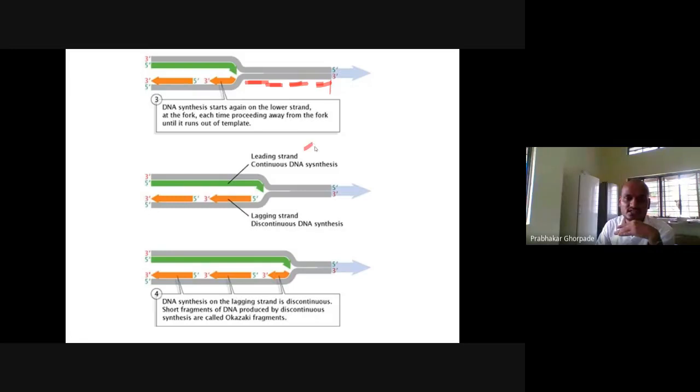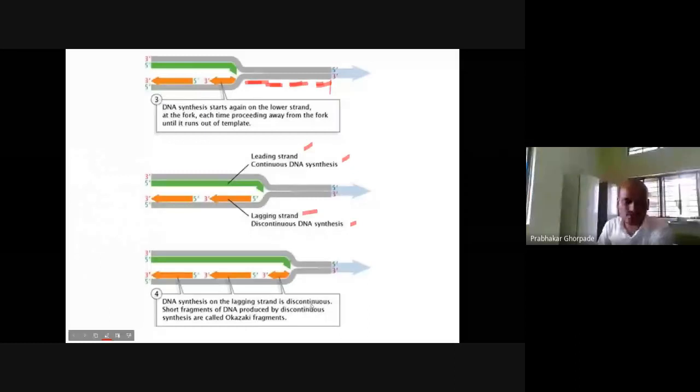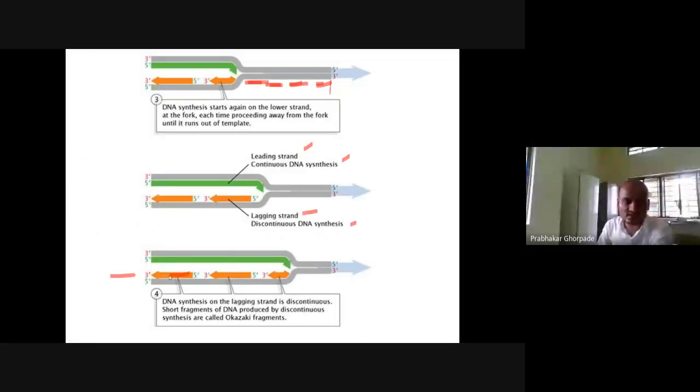So the upper is the leading or continuous DNA synthesis. This one is the lagging strand or discontinuous DNA synthesis. DNA synthesis on a lagging strand is discontinuous, so this process in the lower strand is what we call discontinuous. The short fragments of DNA produced in the discontinuous synthesis, we call these fragments Okazaki fragments.